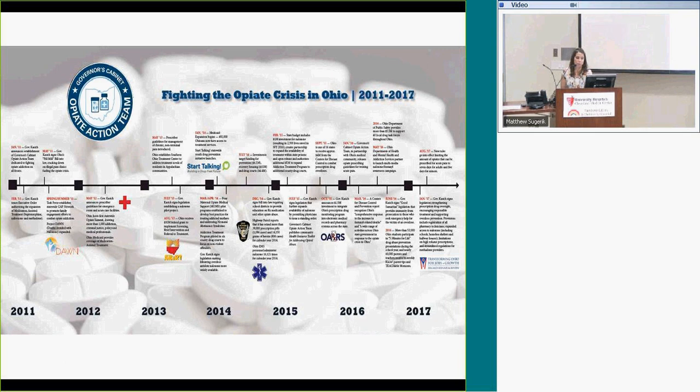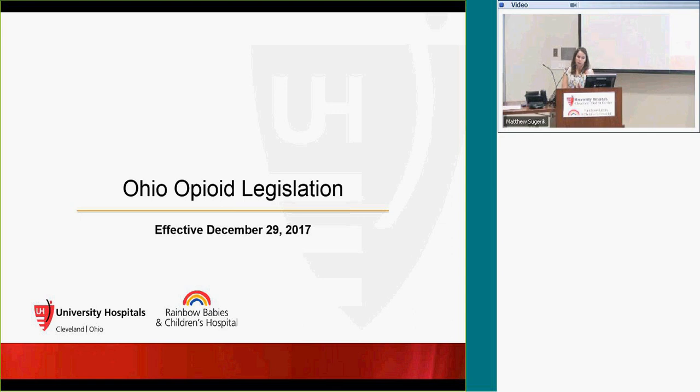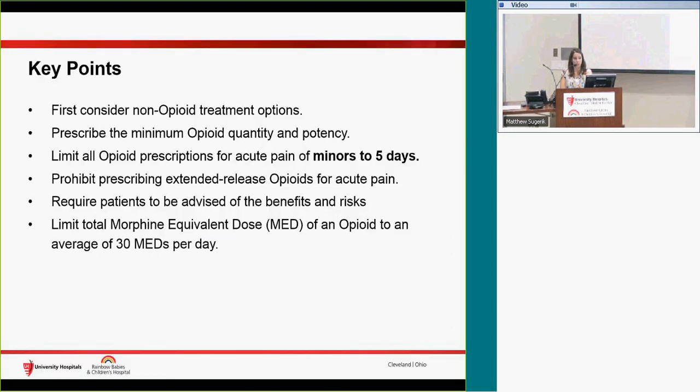This is a timeline that shows what Ohio has done from 2007 to 2017, just the different initiatives that they've had. So the opioid legislation went into effect in December of 2017. The key point is that you need to first consider non-opioid treatment options.